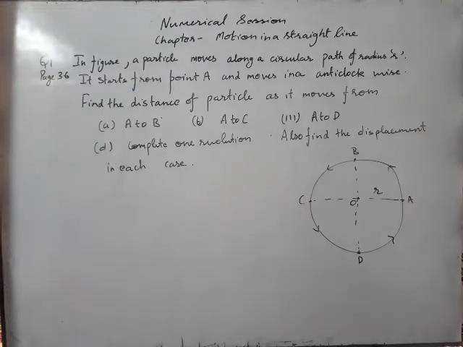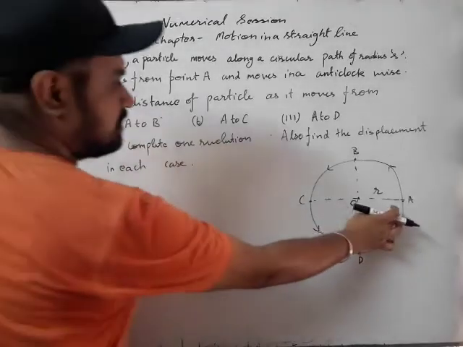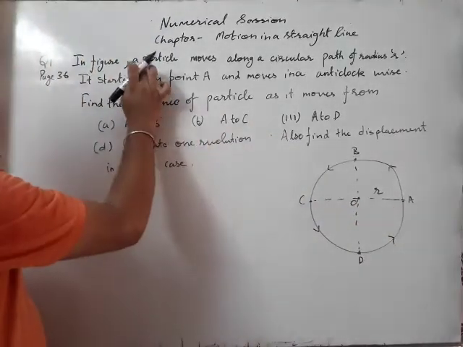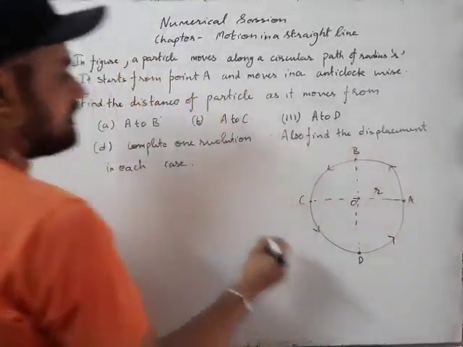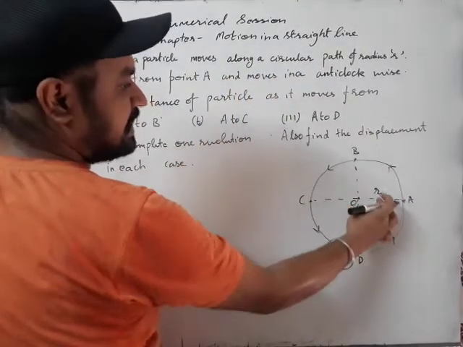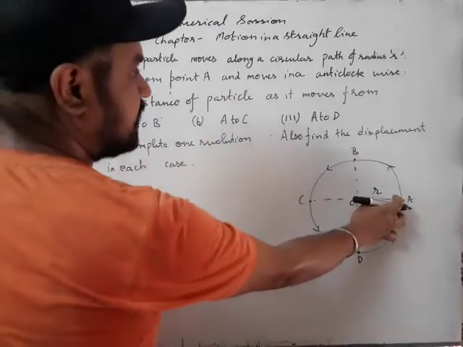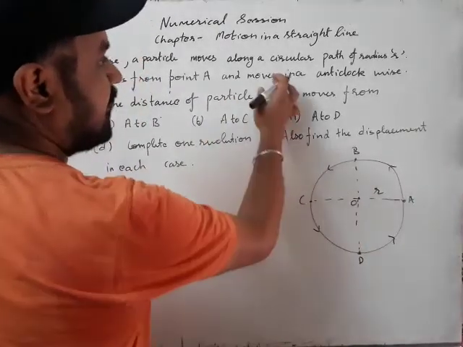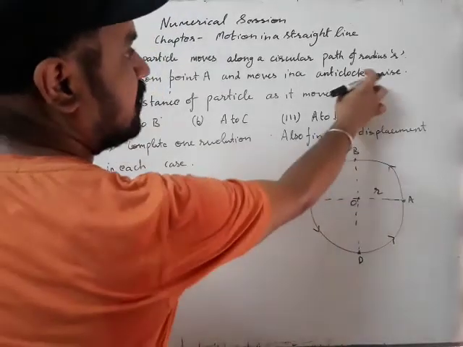In the very first numerical, it is given that in a figure, a particle is initially at point A. The particle moves along a circular path of radius r. Radius r is given. It starts its journey from point A and moves in an anti-clockwise direction, that is, opposite to the direction of the clock.